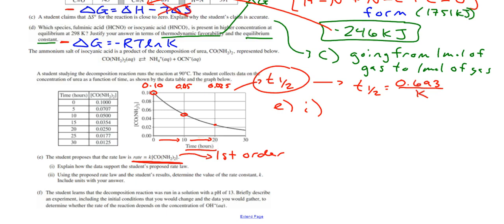Let me read what it says. I'm thinking about the next problem, like making this work. It is evident that the decomposition reaction has a constant half-life, which indicates the reaction is first order. It's constant. It's consistently the same as you go down through it. I made that much harder than it needed to be. Part two: using the proposed rate law and the student's results, determine the value of the K. All you gotta do is punch this in. And it says include units. The units don't need to be hard. So I have to find K for this. All I do is find this.